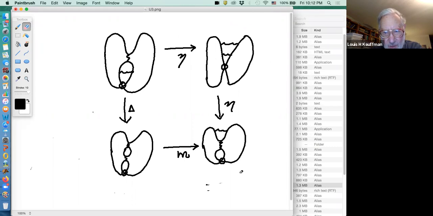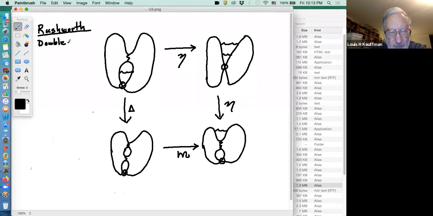And so I want to write down Rushworth's idea over here on the left, and then show you how it's working. So we're going to double the module. That's why he calls it doubled. Double the module.